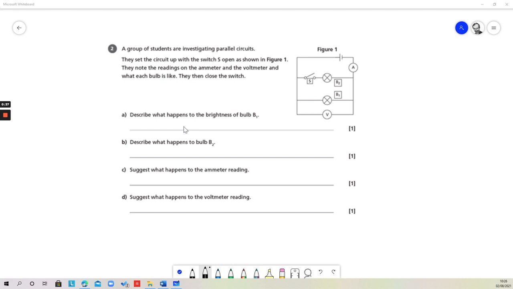So the first of the questions, question A says, describe what happens to the brightness of the bulb B1 when the switch is closed. So the switch being closed there is going to mean that current flows through this part here. The switch doesn't control what's going on through B1. B1 is already lit. If the switch there is closed, B2 will come on. That won't affect what's happening with B1. Remember, it's a parallel circuit, it's not a series circuit, so there's no variation there, so in that case we can say it stays the same.